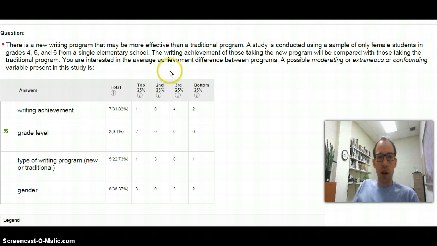So the independent variable here is the variable that we are changing. So we're looking at a comparison between them. In this case, it's the type of writing program. So we're comparing the new one and the traditional. This is our independent variable. This is what we're really interested in: which one has the bigger effect. The outcome that we're looking at, our dependent variable, is writing achievement. So writing achievement is what we're measuring as an outcome. So our independent and dependent variables are always going to be important ones that we want to keep. That's the focus of the study.